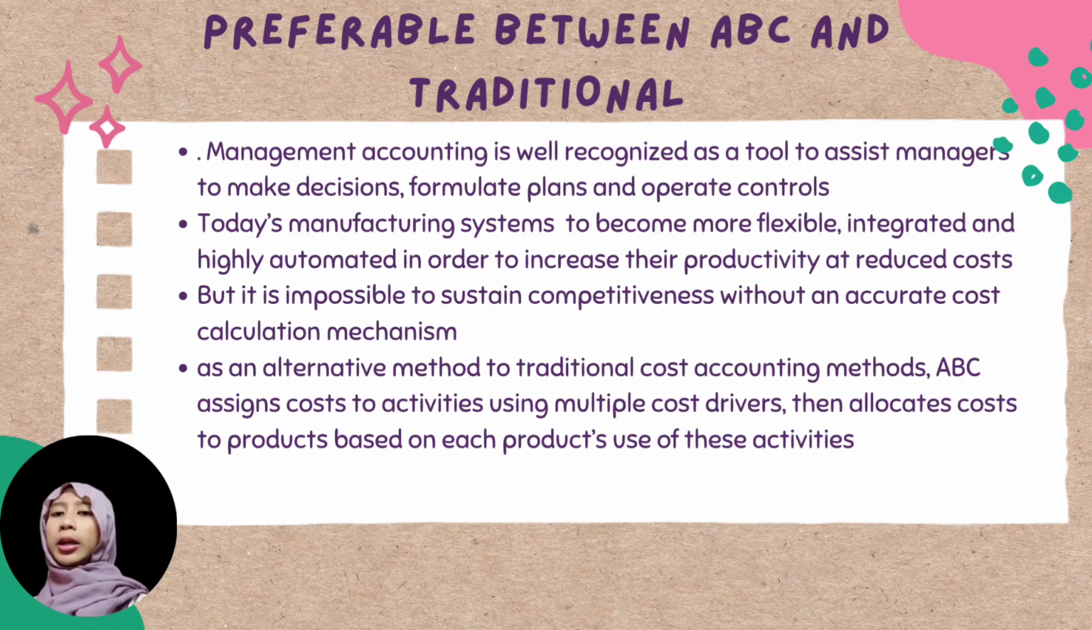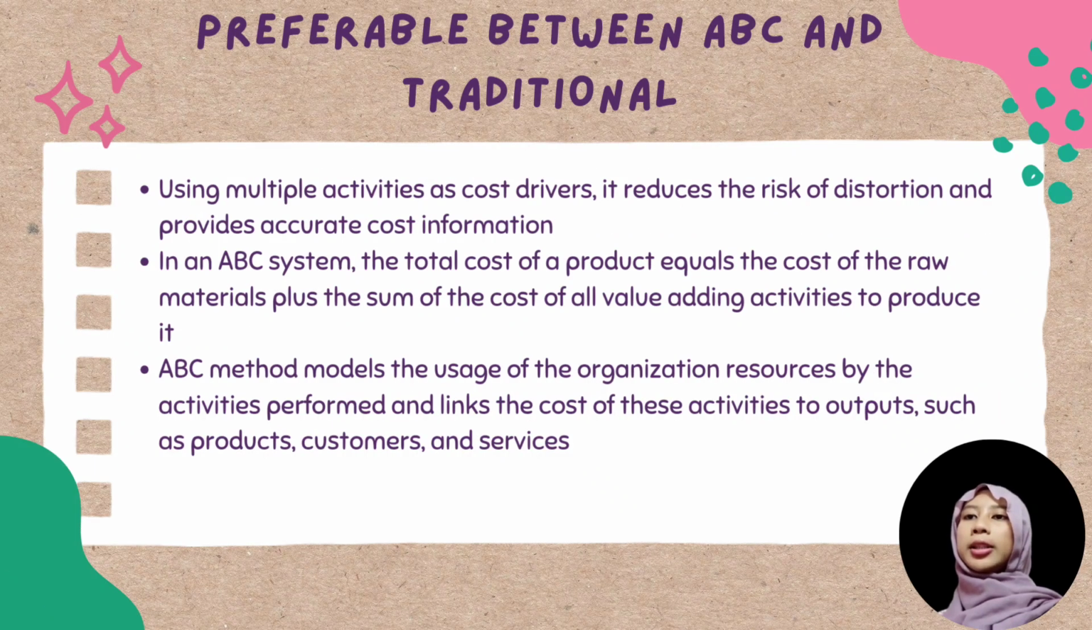As an alternative method to the traditional cost accounting method, ABC assigns cost to activities using multiple cost drivers, then allocates cost to products based on each product's use of these activities. Using multiple activities as cost drivers, it reduces the risk of distortion and provides accurate cost information. In the ABC system, the total cost of a product equals the cost of the raw material plus the sum of the cost of all value-adding activities to produce it.